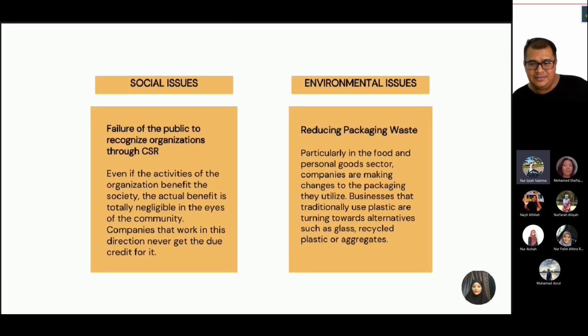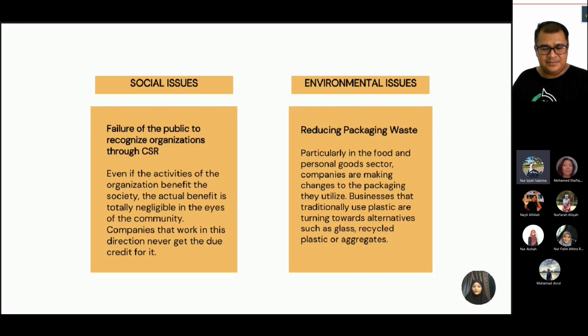For the first one, failure of the public to recognize organization through CSR, which means even if the activities of the organization benefit the society, the actual benefit is totally negligible in the eyes of the community. Companies that work in this direction never get the due credit for it.